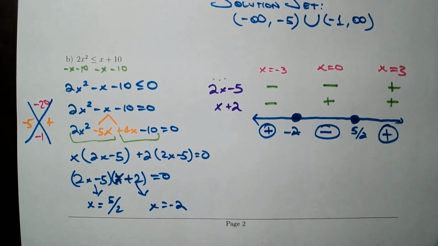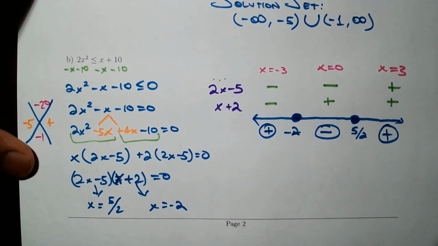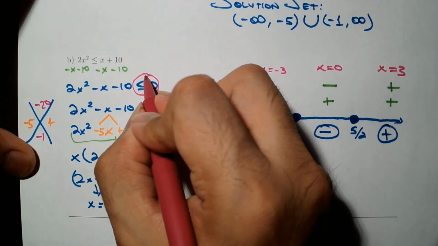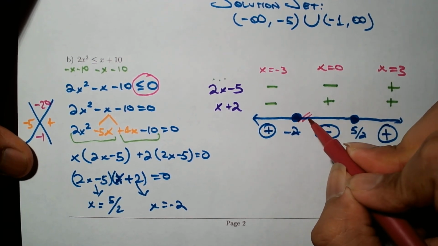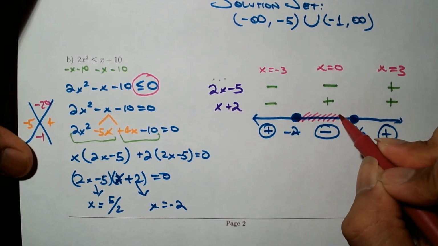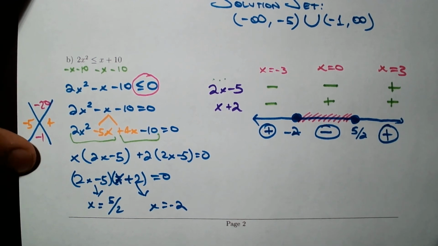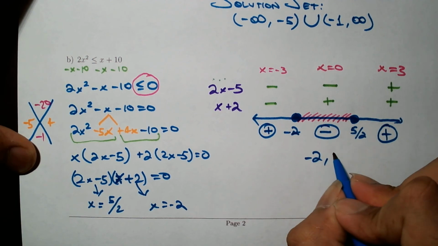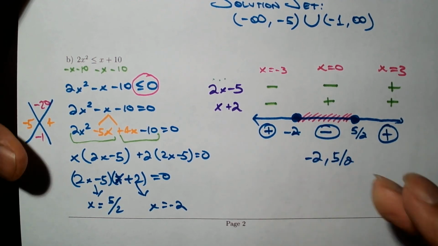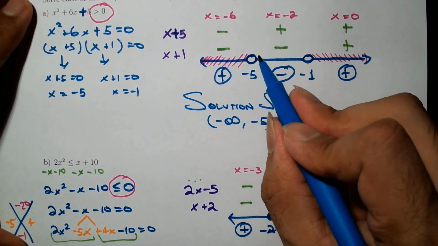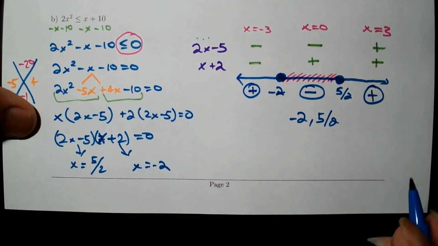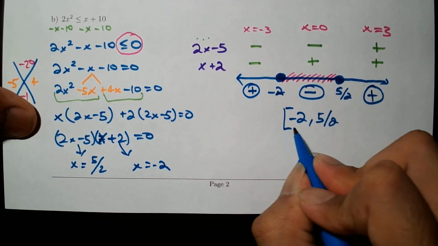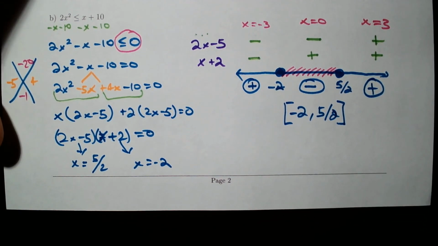Now, let's go back to our original question. In this case, less than or equal to 0 means negative. So I'm going to shade this interval right here, and I'm going to express that using interval notation. It's going to go from negative 2 to 5 halves. But in this case, as opposed to the previous example, where we had open bubbles, we used parentheses. In this case, we have full bubbles. We're going to use brackets. So this is the final answer.